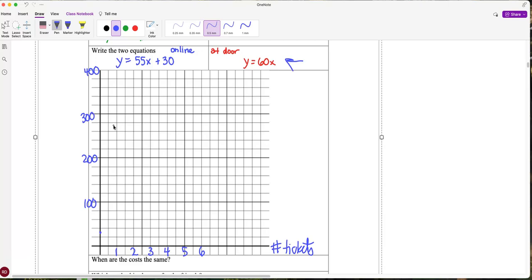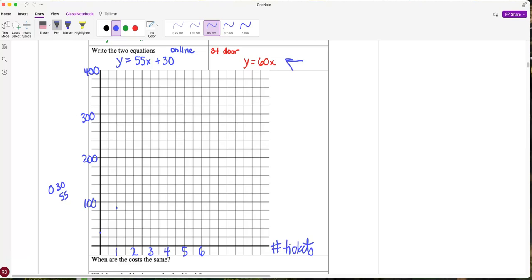Then if I look at that, the slope is 55. So I'm sitting there at 0, 30. If the slope is 55, that means if I go up 55, then I'm going to go over 1. So 30 plus 55 is 85. So 85, so 20, 40, 60, 80, somewhere right here, okay.